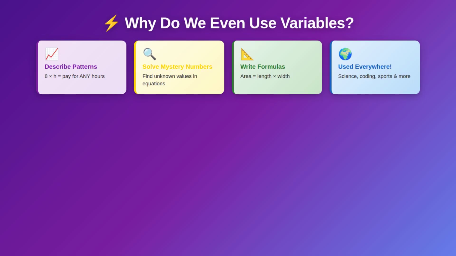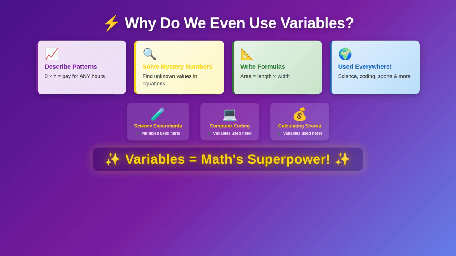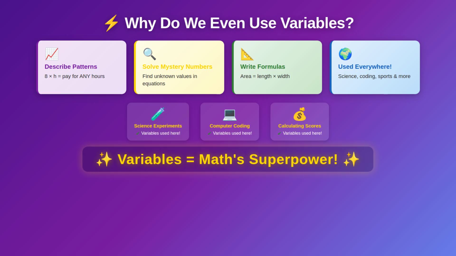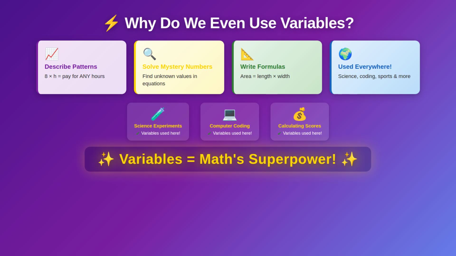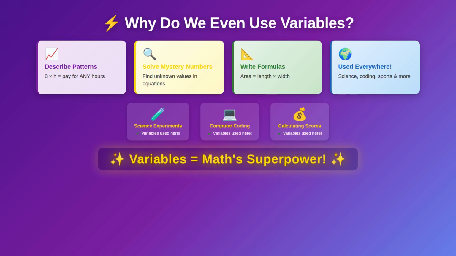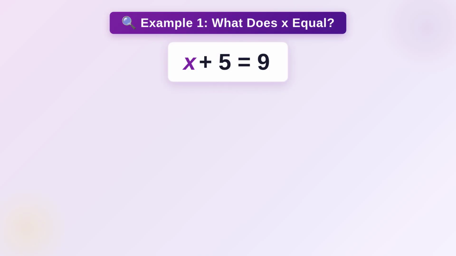Great question. Why bother with variables at all? Well, they are incredibly powerful. First, variables let us describe patterns. Like if you earn $8 per hour, we can write 8 times h to show your pay for any number of hours, not just one specific time. Variables also help us solve mystery number problems, write formulas like area equals length times width, and they show up everywhere: science experiments, computer coding, even calculating your sports team score. Variables are math's superpower.